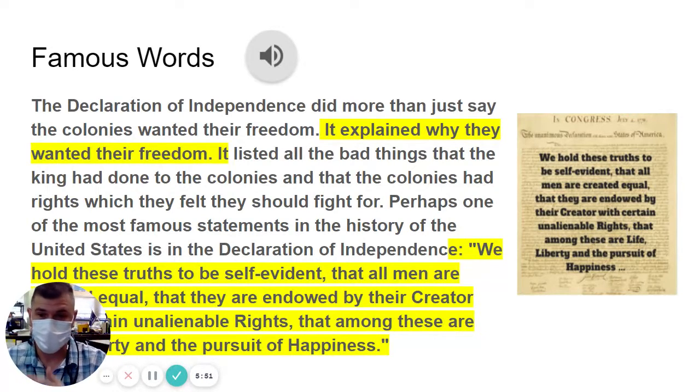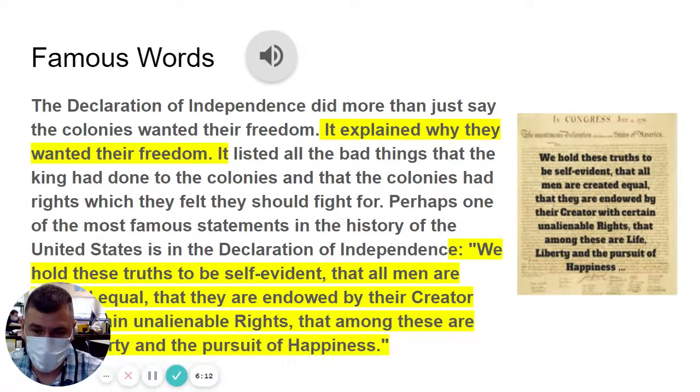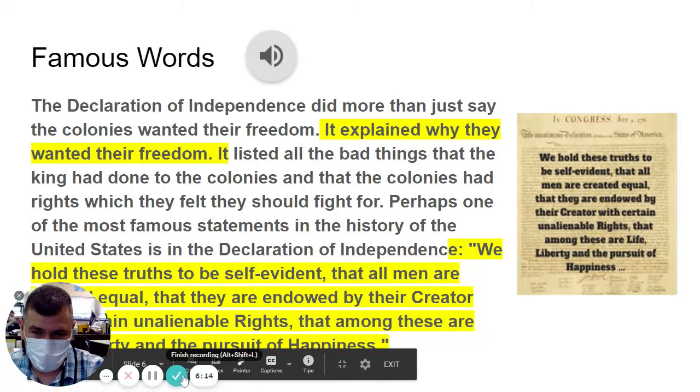And one of the most famous statements in the history of the United States is in the Declaration of Independence. It says, "We hold these truths to be self-evident, that all men are created equal. They are endowed by their Creator with certain unalienable rights, and among these are life, liberty, and the pursuit of happiness." So these are some famous words from the Declaration of Independence that I just read.